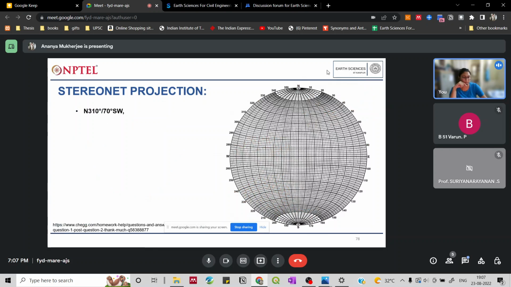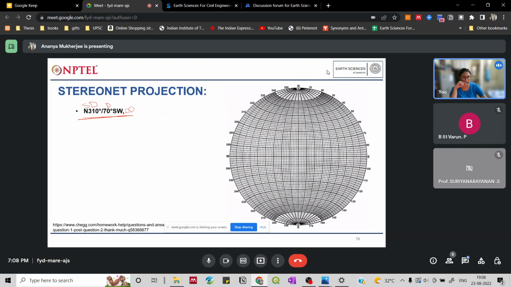Suppose this is your stereo net. In this stereo net, suppose you have to plot a plane, where the strike direction is mentioned first, and then the dip amount and the dip direction. Southwest is the dip direction, 70 degrees is the dip amount, and north 310 degrees is called the strike direction.